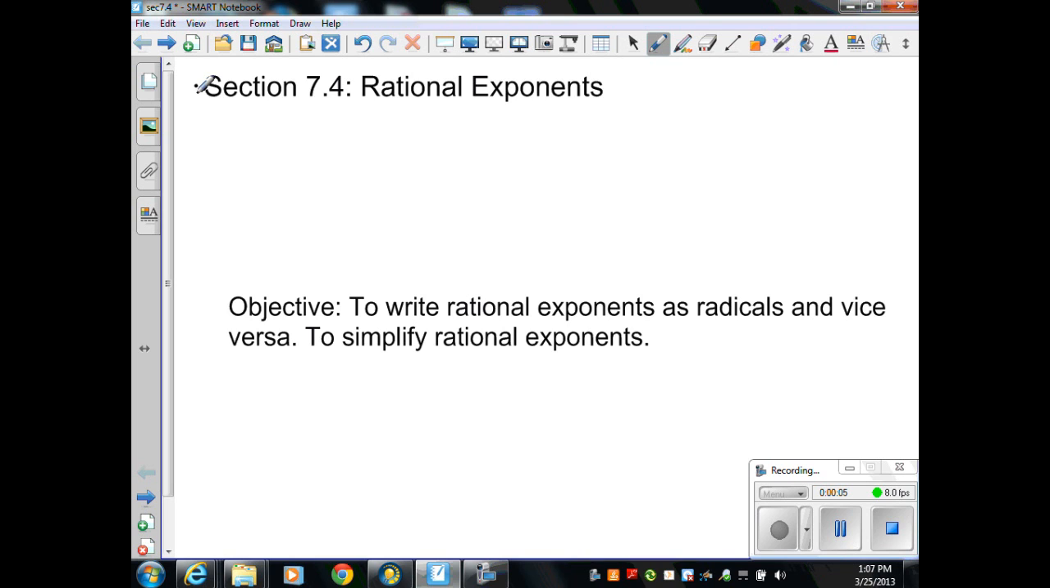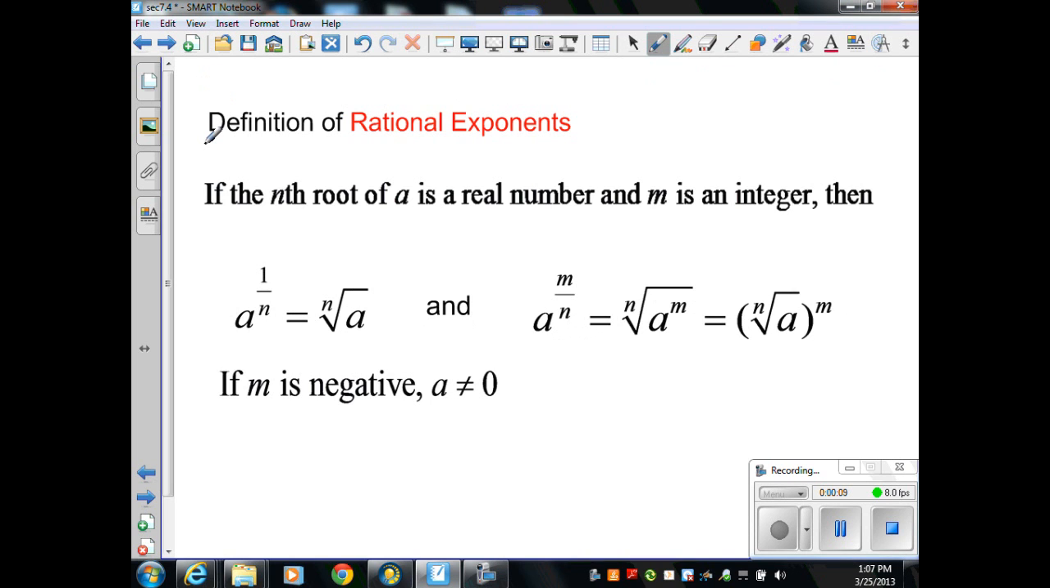Section 7.4, Rational Exponents. Here we have a definition of a rational exponent. If the nth root of a is a real number and m is an integer, then I can write a notation of our radical. Here we have our radical as we've seen in previous sections. I have an index of n, our radical symbol, and our radicand. We can now, with the definition of the rational exponents, write our radicand with a fractional exponent in such a way that the denominator is the index of my radical and the exponent on my radicand is in the numerator.